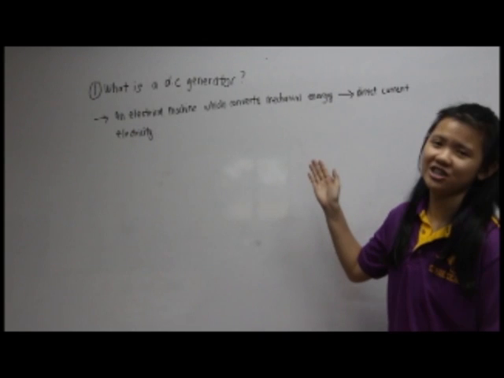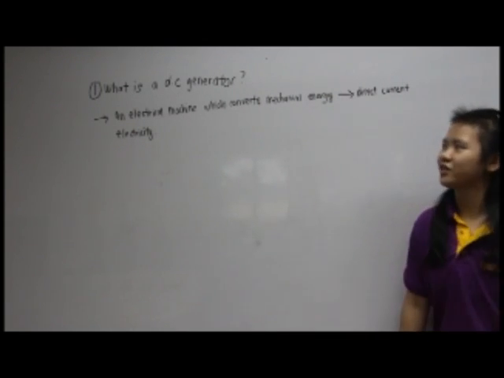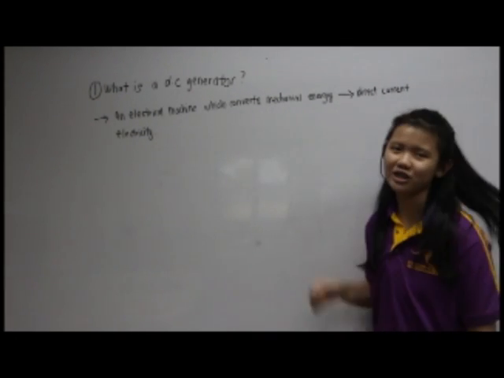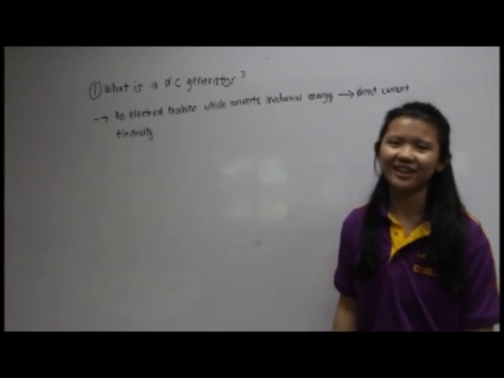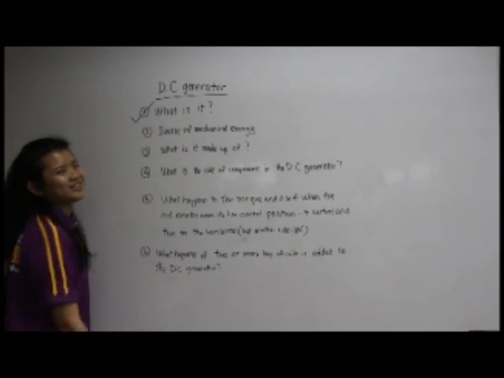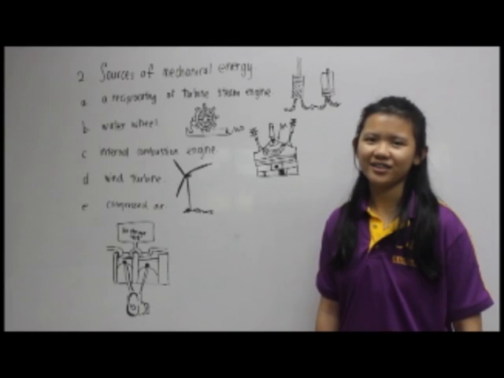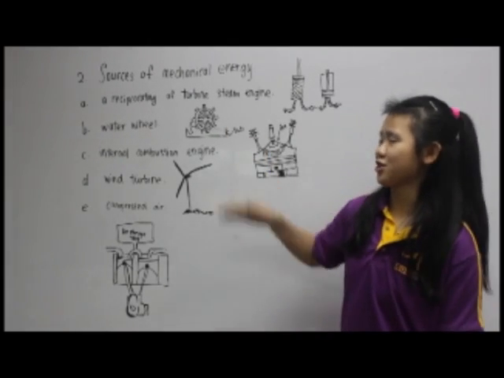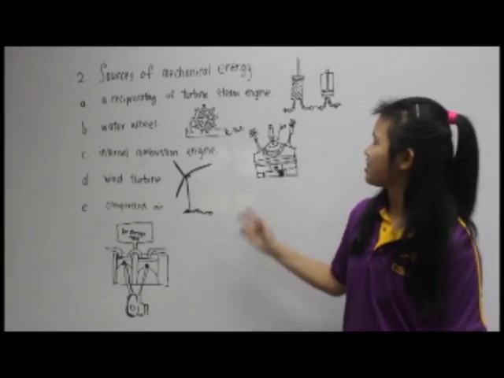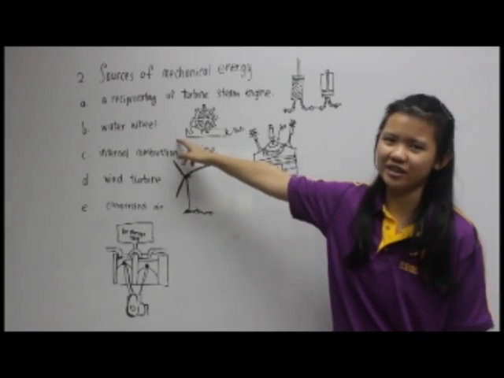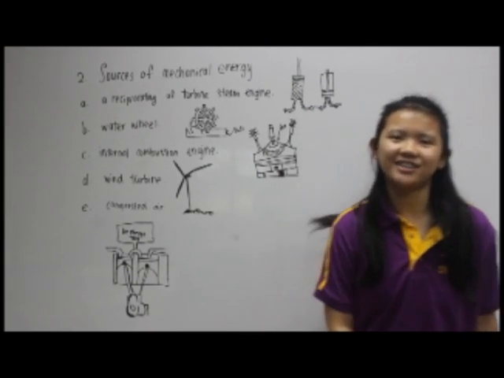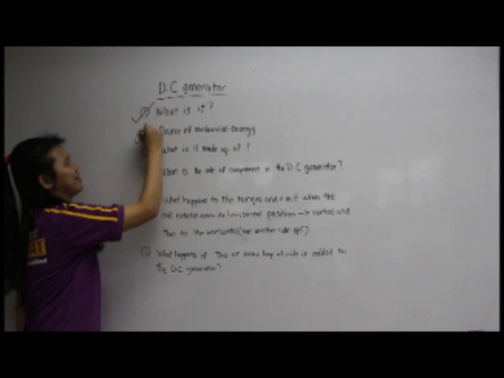So what is a DC generator? A DC generator is an electrical machine which converts mechanical energy into direct current electricity. Okay, I've done what's a DC generator. So some other sources of mechanical energy are a reciprocating steam engine, turbine, water wheel, internal combustion engine, wind turbine, and compressed air. So this is where the mechanical energy comes from.